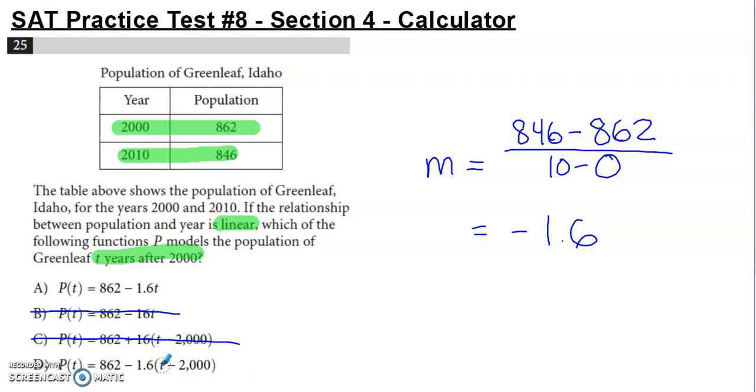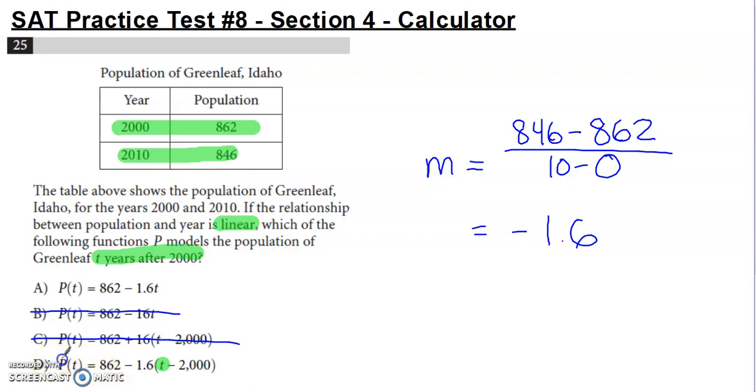0 would be 0 years after 2000. Check out what happens if I put 0 here in place of this T. 0 minus 2000 is negative 2000. Negative 1.6 times negative 2000 is adding a lot onto this 8.62, which definitely isn't the case. Try it for 2010. Well, T would be 10 if we're in the year 2010. 10 minus 2000, negative 1,990 times this 1.6. So we're subtracting off a huge negative value to get the population in 2010. That's clearly not what happened.